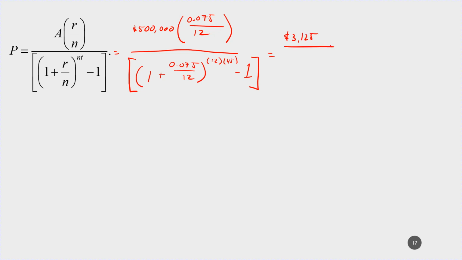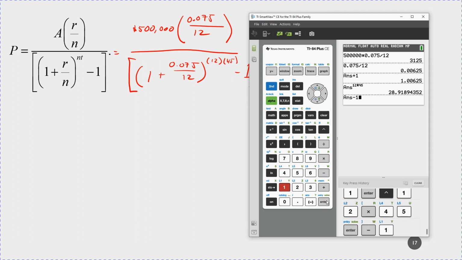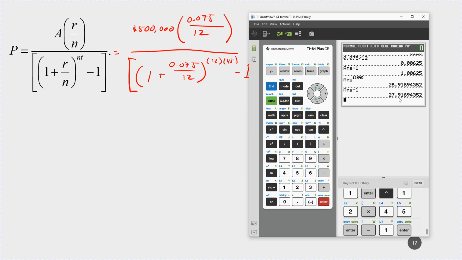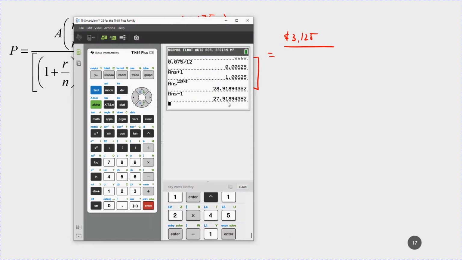Divided by, all right. So start in the innermost part of the parentheses, 0.075 divided by 12. Then add 1. And then we're going to raise that to the 12 times 45 power. And then subtract 1. All right, so look, remember, you've got to go out 6 decimal places here if you're going to do this piecemeal. All right, so it's 27.918944 when I round it.